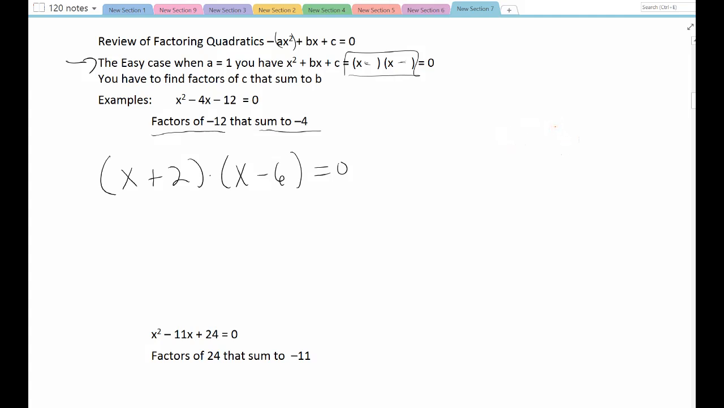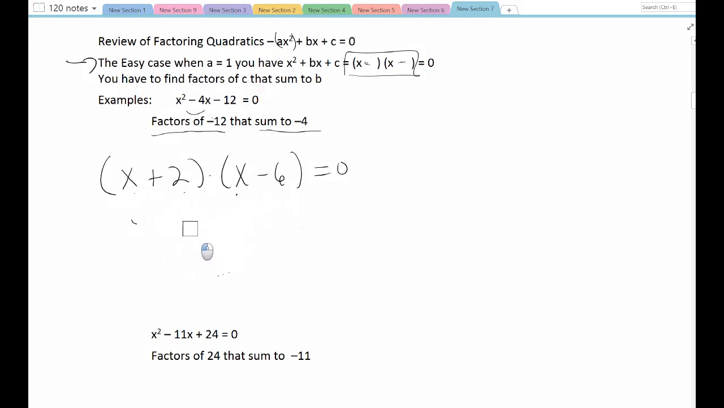Again, you can check your answer. If you're not sure, do the multiplication of the middle terms and the outside terms. The middle term is 2x. The outside term is x times negative 6, so that would be negative 6x. When I add those up, I get the negative 4x in the middle. If I don't get that middle term, then I've not set it up correctly.